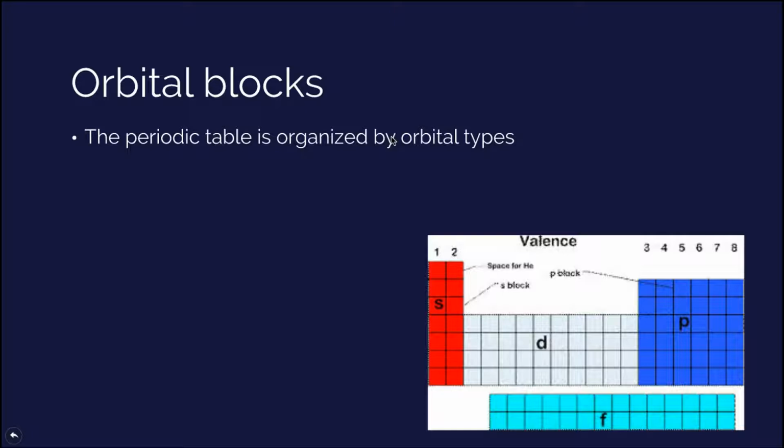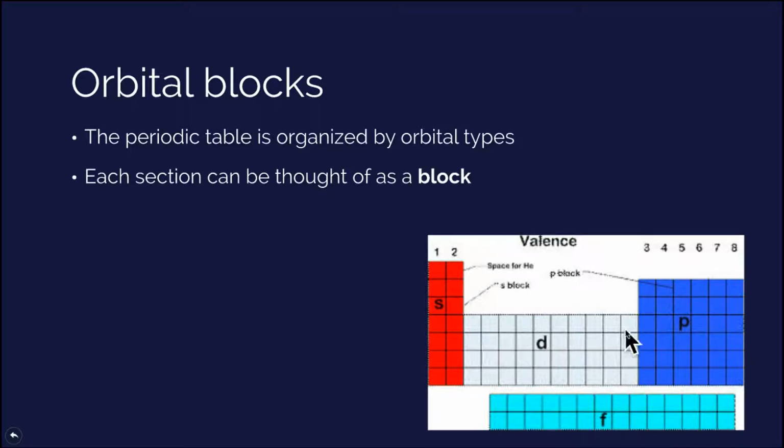All right, and so we can organize it by orbital types. Each section of the periodic table, we can think of as a block. You see that I have here the S block over here. That means that all the atoms on here will have their valence electrons located in an S type of orbital. For all the elements on this blue section, this is the P block of the periodic table, and all of the valence electrons for these elements will be located in a p orbital.